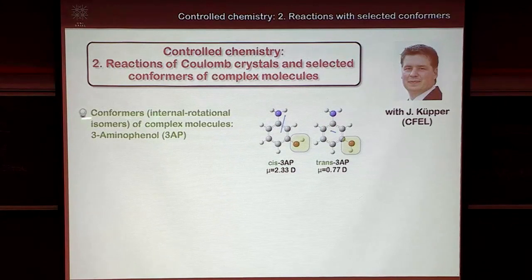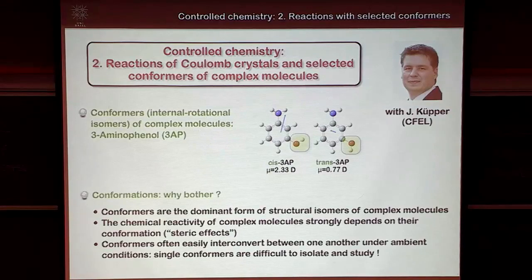So first of all, what's a conformer? We have already heard about chirality today. Conformations are another property of big molecules that one doesn't find in small molecules. Conformers are internal rotational isomers of big molecules. Let me give an example. Our favorite molecule is 3-aminophenol. It has two conformers: a cis conformer, where we have an OH group that points in the direction of the NH group in this molecule, and a trans conformer where the OH group points away. One has a big dipole moment, 2.3 debye. The other one has a small dipole moment, about 1 debye.